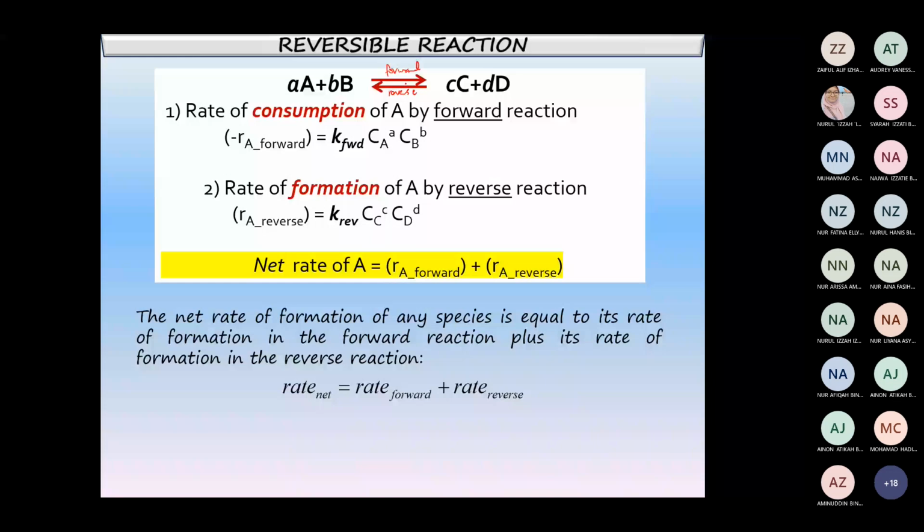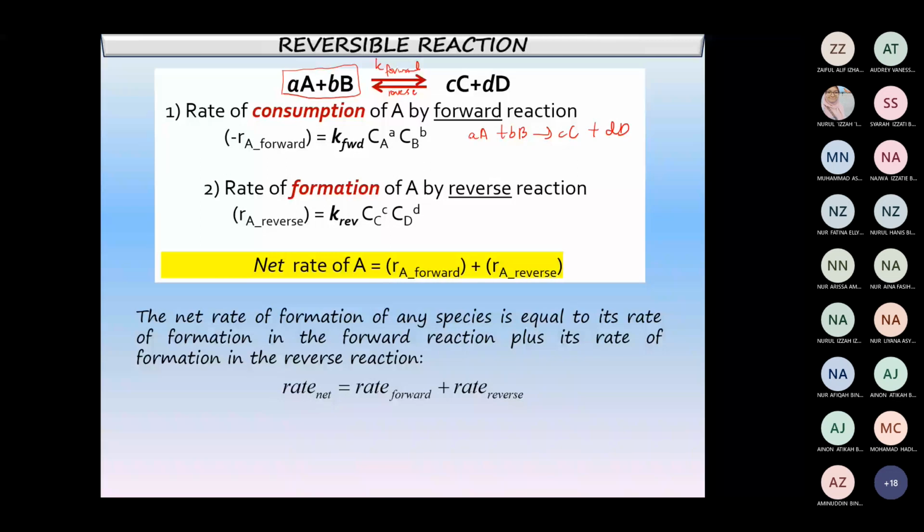Okay, so from here, rate of consumption of A by the forward reaction. For the forward reaction, we look at the reactant. Remember, rate of reaction is only determined from the reactant. So it will be negative r_A forward. Now we focus on A plus B equals C plus D. So negative r_A forward is equal to k forward times C_A to the power of a and C_B to the power of b. The order of the reaction is, let's say, according to the stoichiometric coefficient.